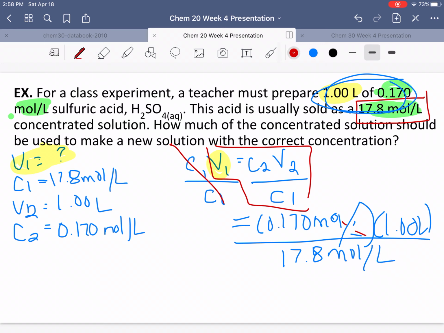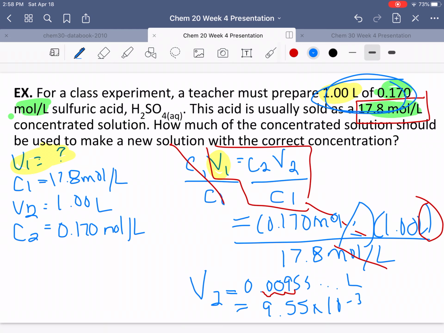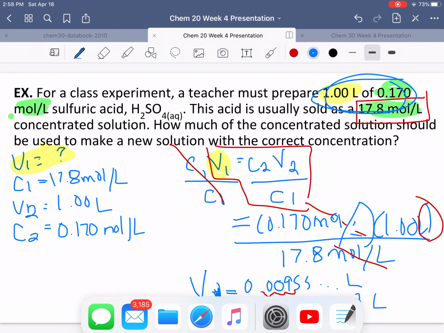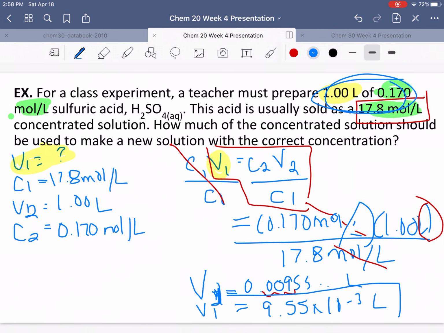Pay attention to units here. Moles per liter cancel out. Liters is left over. So in this particular question, our final volume is going to be in liters. And we end up with quite a small number, 0.00955 liters. So I'm going to take that and put it into scientific notation. Notice that my decimal place moves 1, 2, 3 spots to the right. If it moves to the right, I'm going to use a negative exponent. So 9.55 times 10 to the negative 3 liters is our V1. Okay? And there it is.